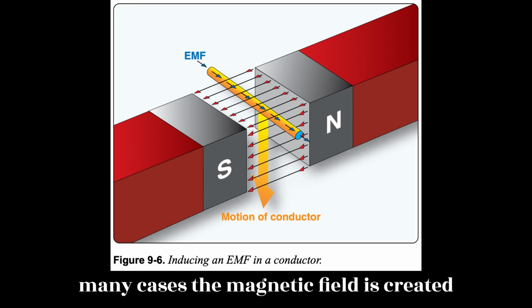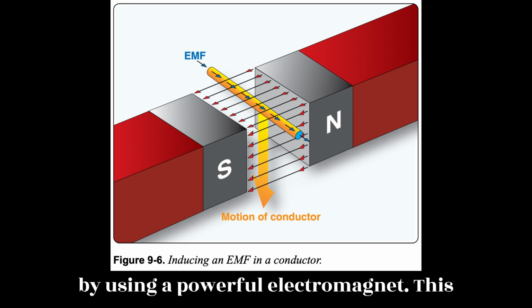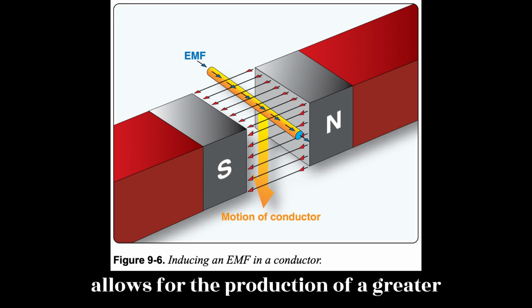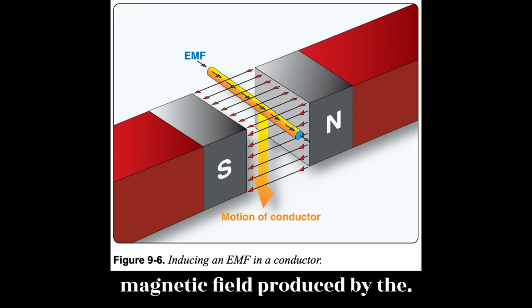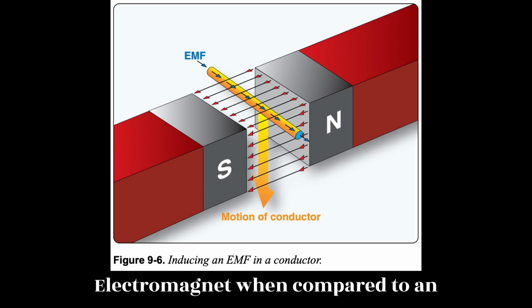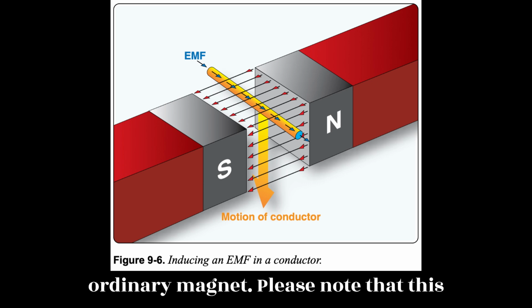In many cases, the magnetic field is created by using a powerful electromagnet. This allows for the production of a greater voltage/current due to the stronger magnetic field produced by the electromagnet when compared to an ordinary magnet.